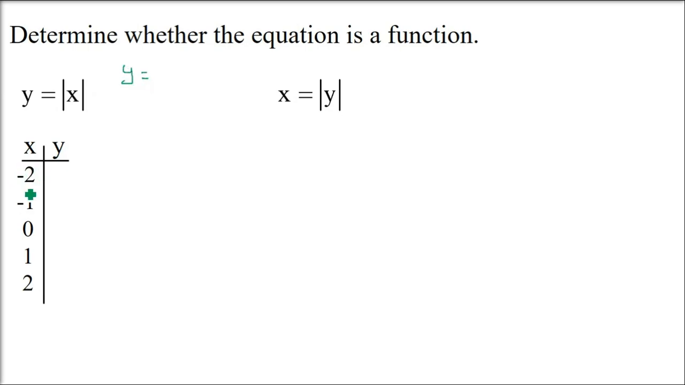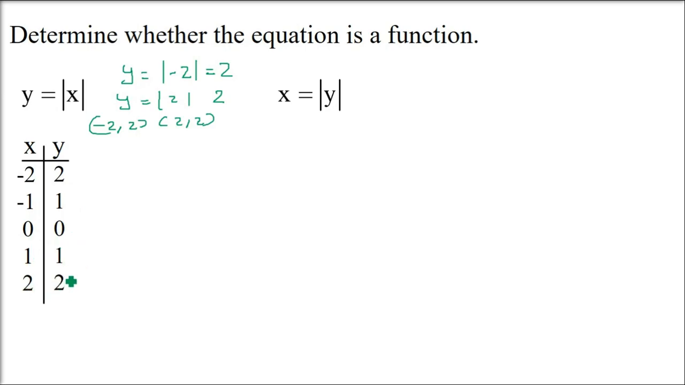Y equals, let us put negative 2. When you put negative 2, it will come as positive because modulus or absolute value is a positive value. Now I am putting 2 inside. The value which comes outside is 2. That is, if you put x as minus 2, or x as 2, you will get 2. So let me just do all the values. Minus 1, if you put, you will get 1. 0, you will get 0. 1 as 1 and 2 as 2.